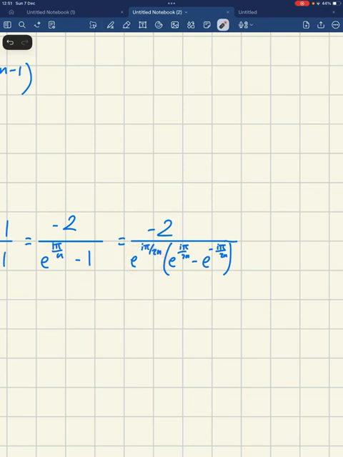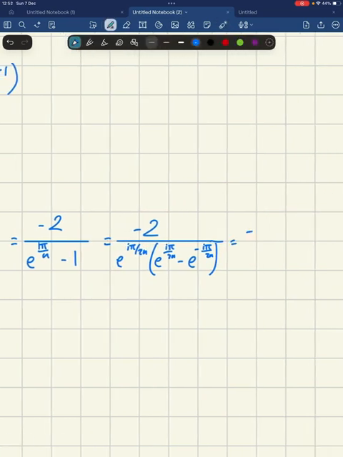Well, let's try to get rid of this now. So if we multiply both sides by e to the minus i pi by 2n, this and this will cancel, and then we'll get this on the top. So minus 2 e to the minus i pi over 2n, and then we're just going to be left with what's in the brackets. So e to the i pi over 2n minus e to the minus i pi over 2n.